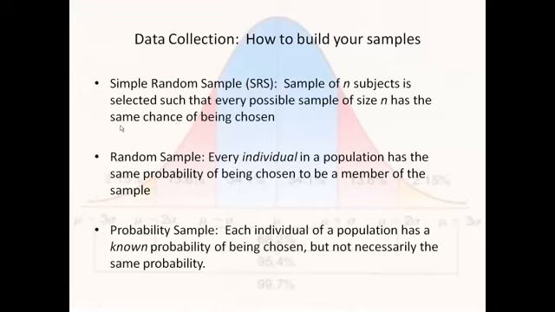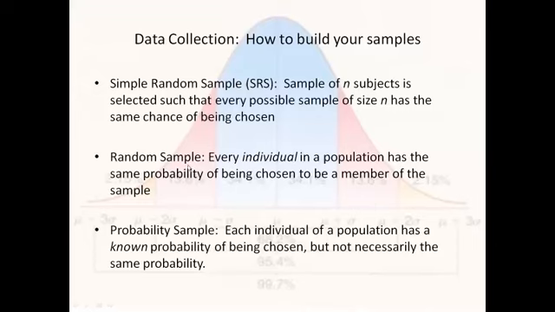All right? Now that's different from a random sample. In a random sample, every individual in the population has the exact same probability of being chosen to be part of the sample. There's a distinction there. Think of the simple random sample as the sample is what's being randomized versus just a random sample where the individual is being randomized. Then there's something called a probability sample. That's where each individual in the population has a probability which is known, but it's not necessarily the same probability for every individual in the group.